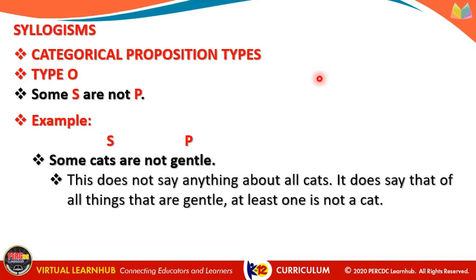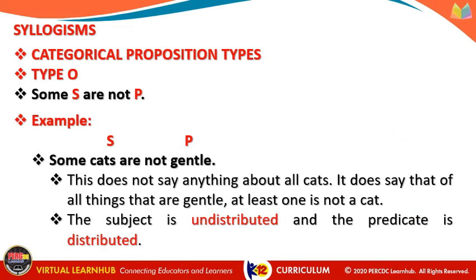Take note that in this proposition, this does not say anything about all cats. So it just says here, some cats, not all. So we don't know anything about all cats. However, it does say something about things that are gentle. It does say that of all things that are gentle, at least one is not a cat. Since this is the case, in type O propositions, the subject is undistributed and the predicate is distributed.